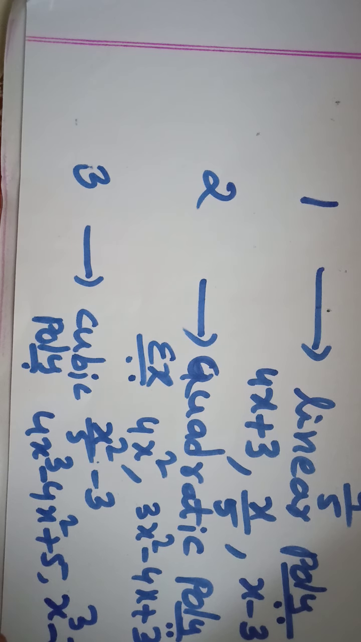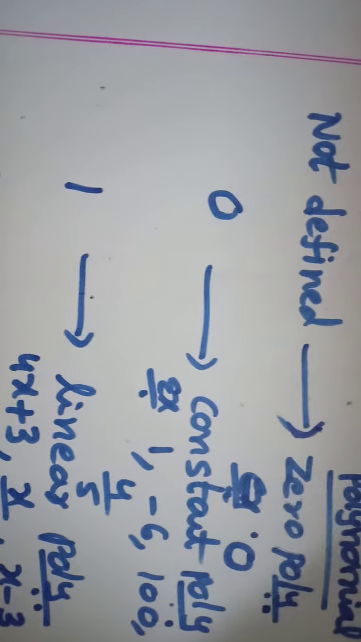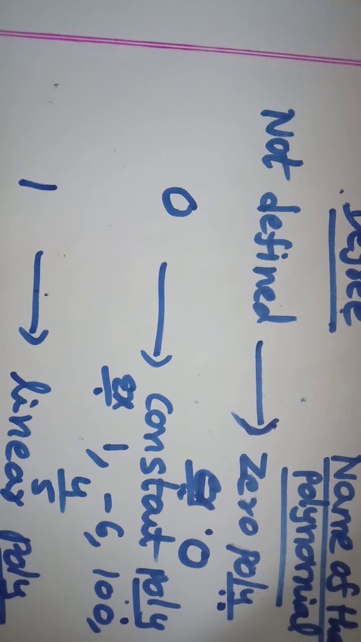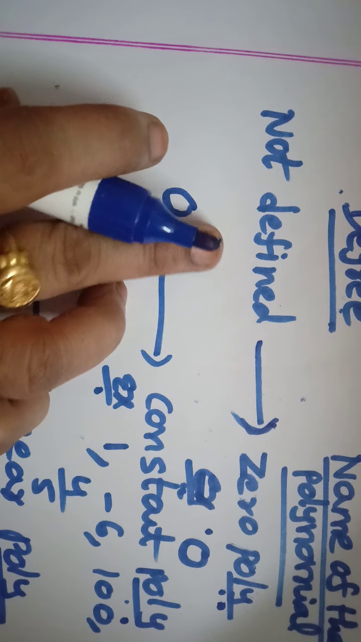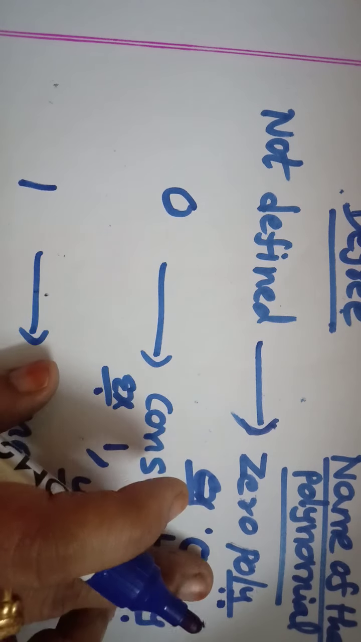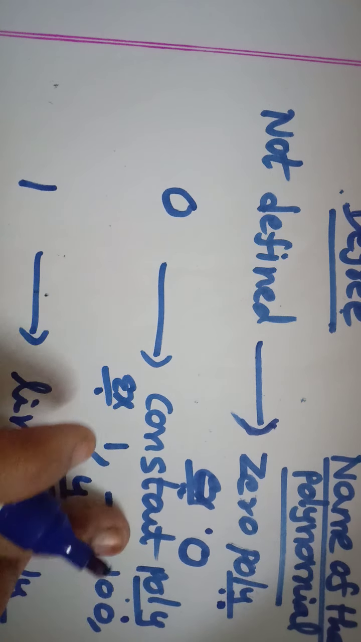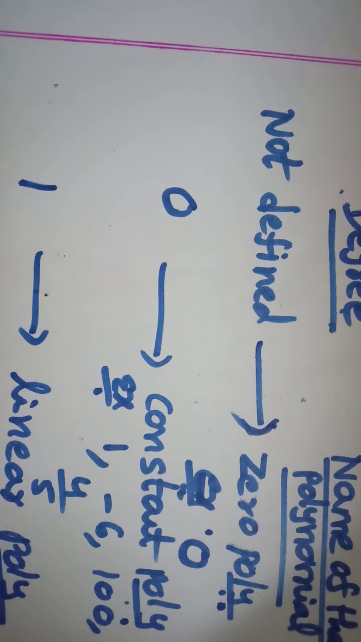You have to take examples for cubic, quadratic, linear and constant polynomials. There is only one example for degree not defined, that is the zero polynomial. Only 0 is the example for the zero polynomial, where the degree is not defined. Remember that. If the degree is not defined, it is called the zero polynomial. If the degree is 0, it is called a constant polynomial. That is the difference between these two. This is all about the types of polynomials according to degree.